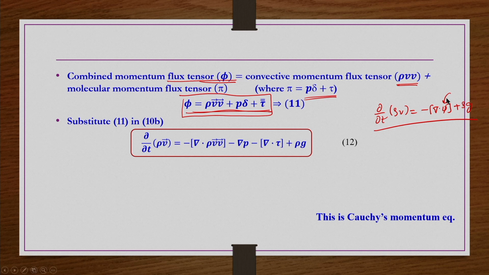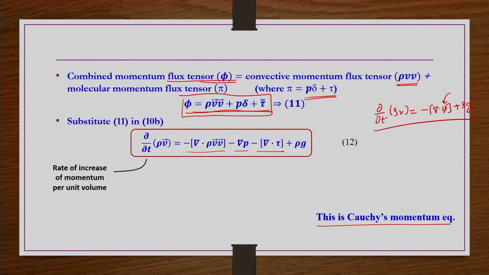Now, in place of Φ, if you write ρvv plus p Kronecker delta plus τ, then we will have minus del dot ρvv minus del p minus del dot τ plus ρg as it is. This equation is nothing but Cauchy's momentum equation, and it is a generalized momentum equation. It is valid irrespective of the nature of the fluid, irrespective of the nature of the flow. For all flow regimes and all fluids, it is valid.